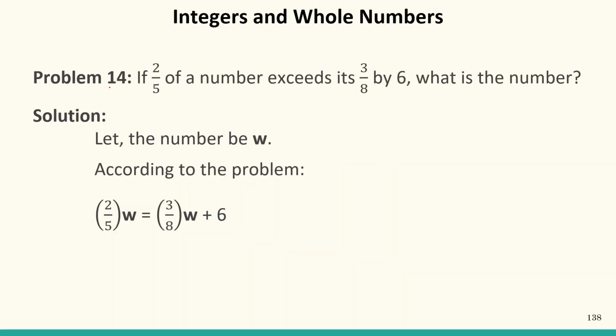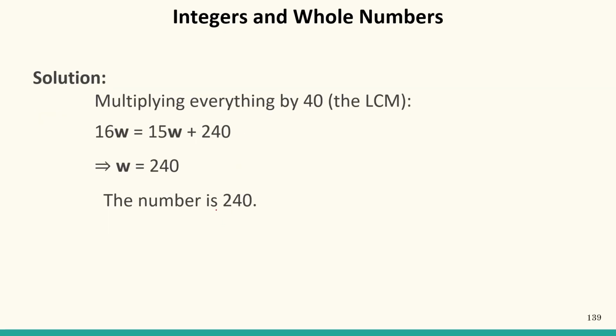Let's see problem number 14. If 2/5 of a number exceeds its 3/8 by 6, then what is the number? So let the number be W. According to the problem, 2/5 W is equal to 3/8 W plus 6. So multiplying everything by 40, that is the LCM, 16W is equal to 15W plus 240. Okay, so W is equal to 240.